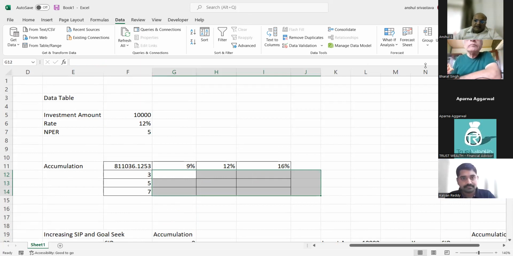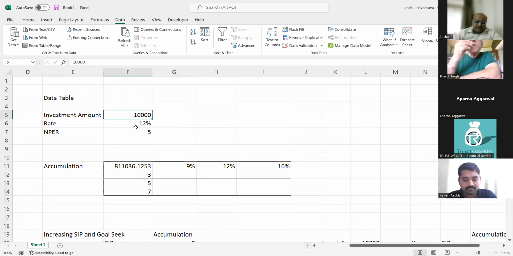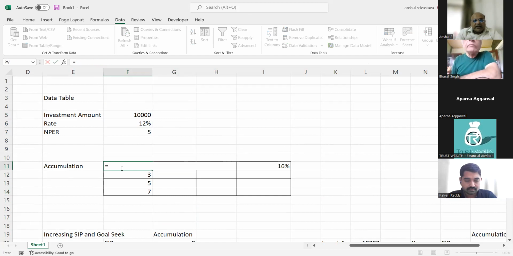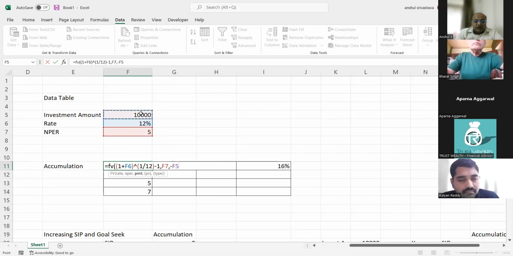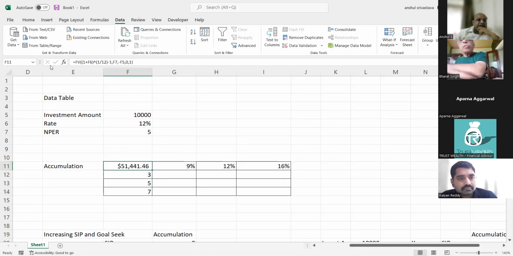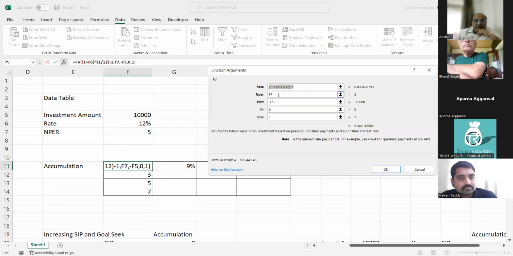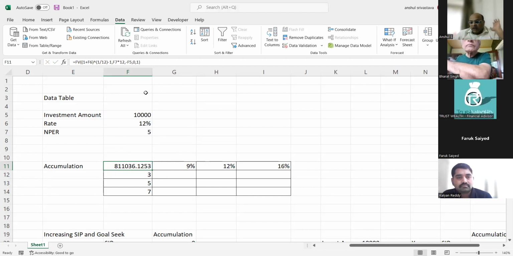For other people also, they can see the data table. Investment amount was 10,000. Rate is 12%. NPR is 5. So first calculation we did was this FV calculation. FV rate is 1 plus 12% to the power 1 by 12 minus 1. Monthly rate निकाल रहे हैं, बाकी कुछ नहीं. NPR is 5. PMT is minus this amount. PV is 0 and type is 1. क्या कैलकुलेट किया हमने? 5 into 12. So 8,11,036. This is our corpus.